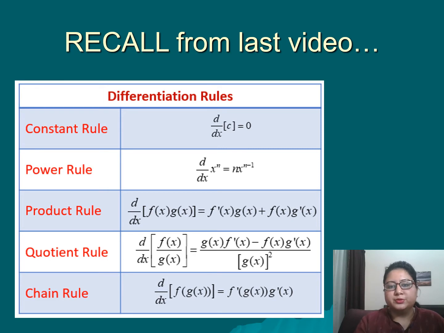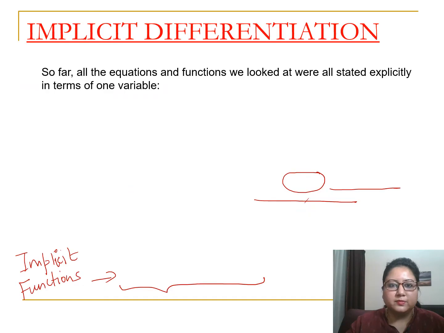Before we move on to today's session, I would like you to recall from the last video the various rules for differentiation. I hope that you have learned all these important rules like the constant rule, the power rule, the product rule, the quotient rule and the chain rule that we had covered in the last video. I will put the link in the description box. I would urge you to first watch that video if you haven't yet, and then come on to this video for better understanding. Okay, so let's now try and understand this important concept of implicit differentiation.